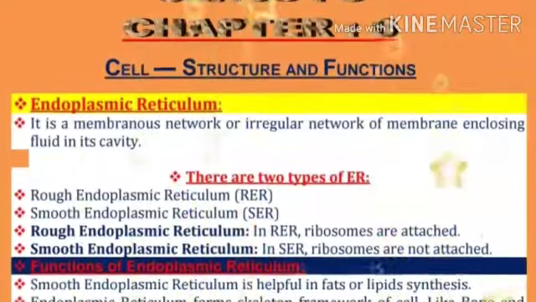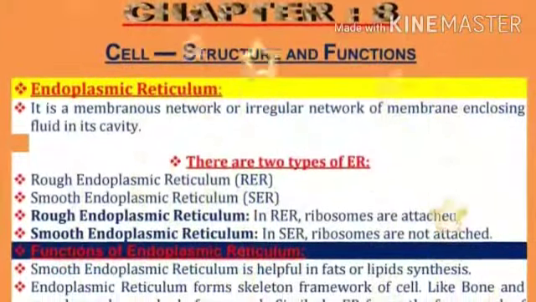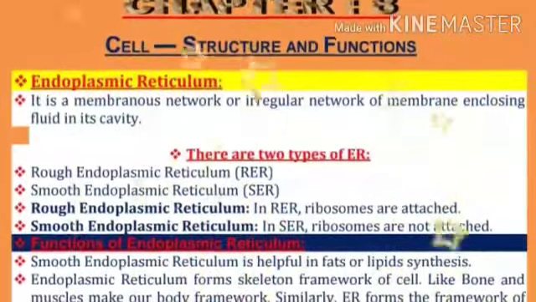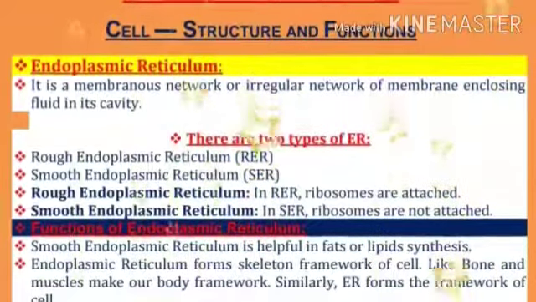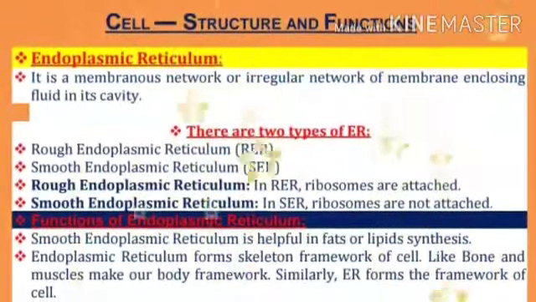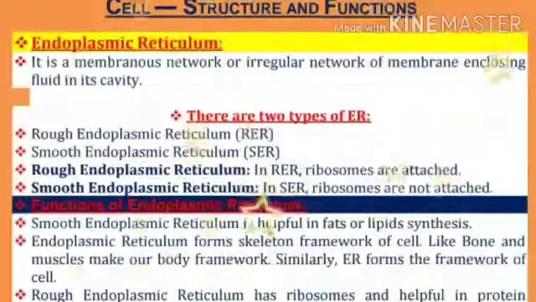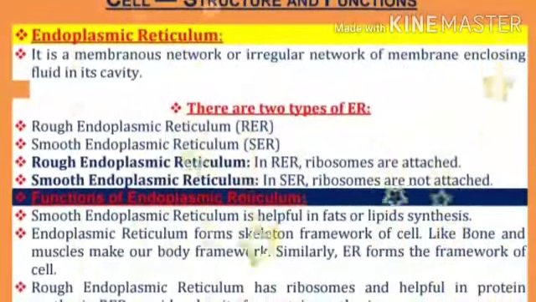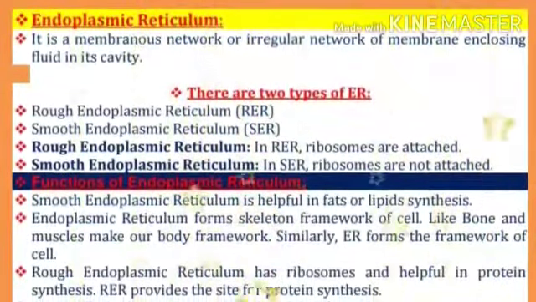Dear students, today we are going to discuss the last topic of chapter 8, cell structure and function, and the topic name is endoplasmic reticulum. It is a membranous network or irregular network of membrane enclosing fluid in its cavity. There are two types of endoplasmic reticulum: rough endoplasmic reticulum RER and smooth endoplasmic reticulum SER.